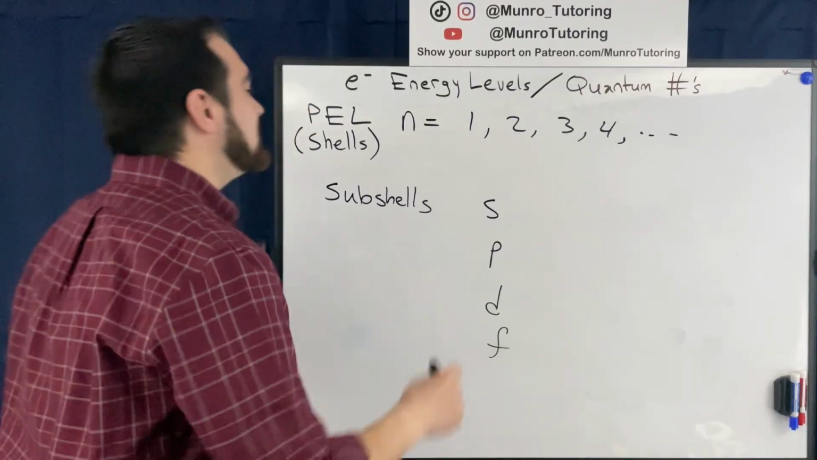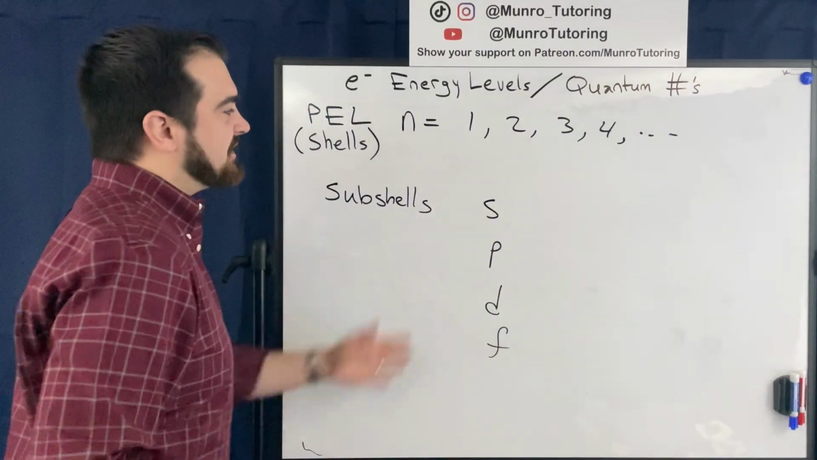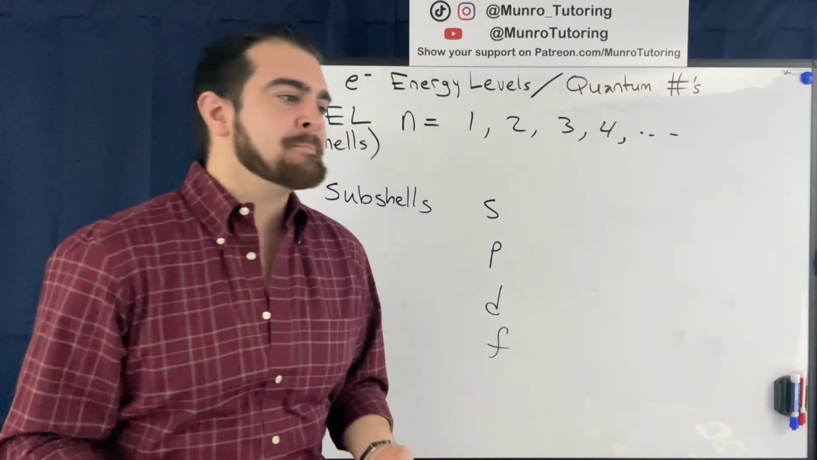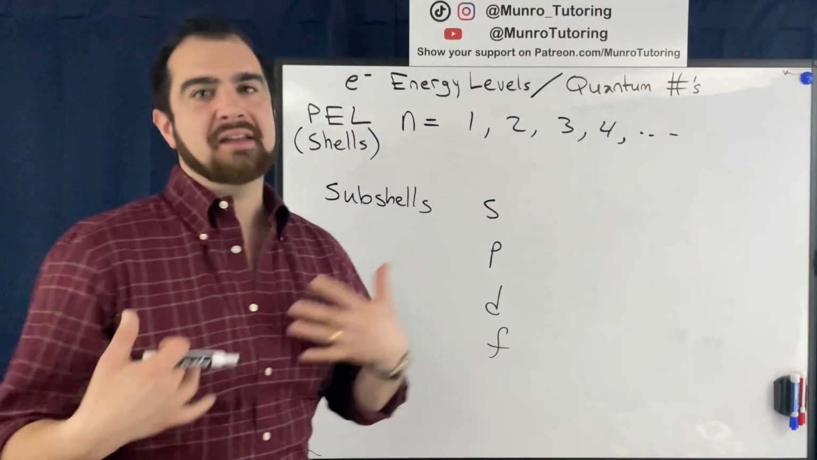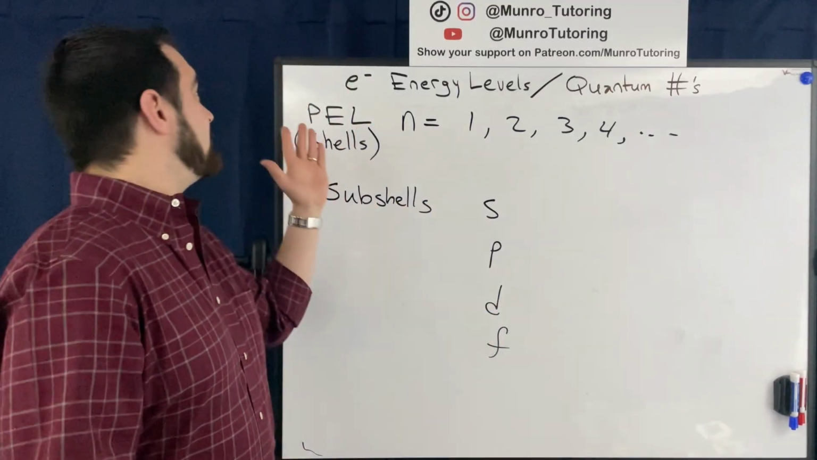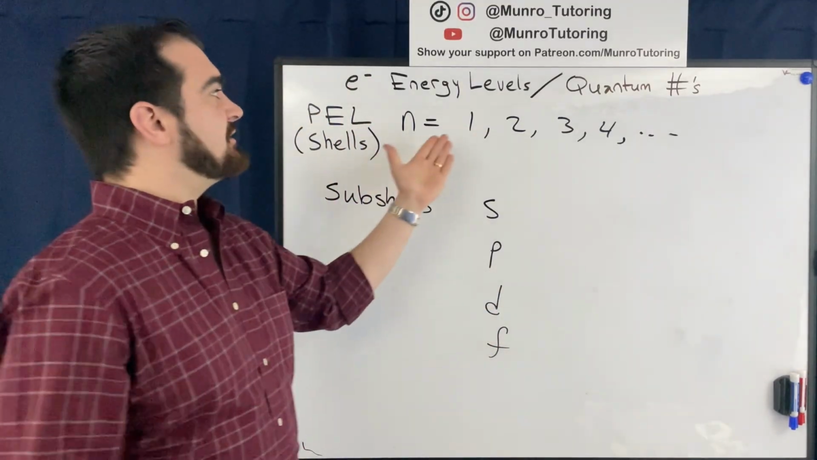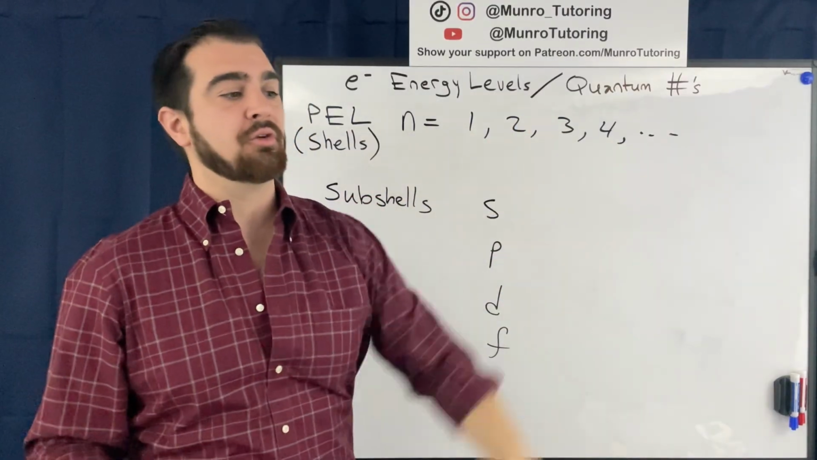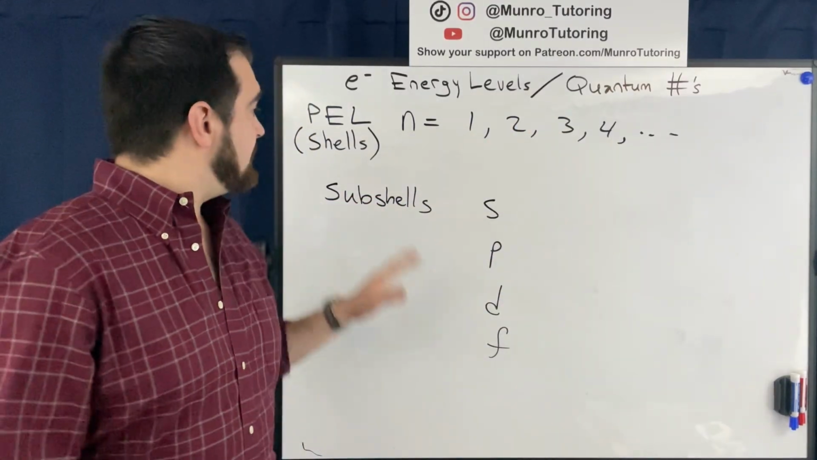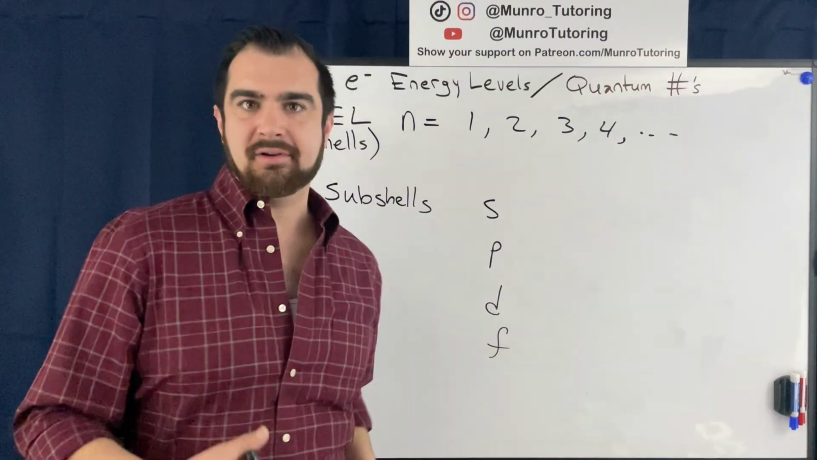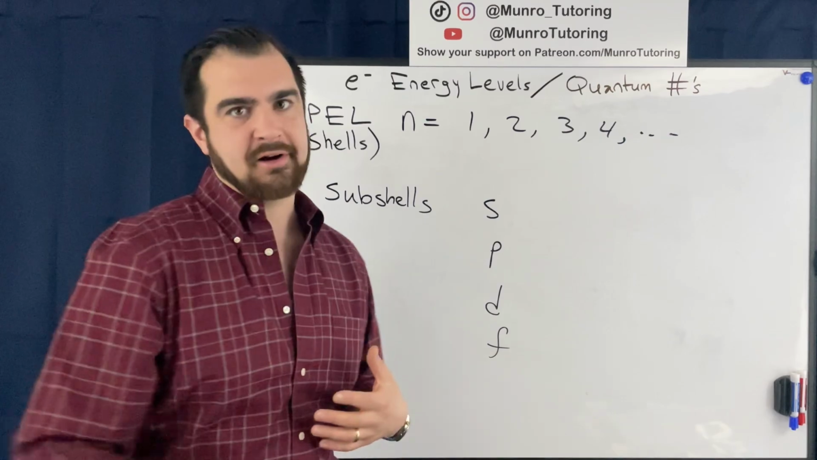So these subshells are types of arrangements where the electrons can exist. I like to make an analogy: if we have an apartment building, the principal energy levels, or shells, are like the floors in this apartment building: floor 1, floor 2, floor 3, floor 4, whatever. And the subshells are like apartment types, like a 1-bedroom apartment or a 3-bedroom apartment.